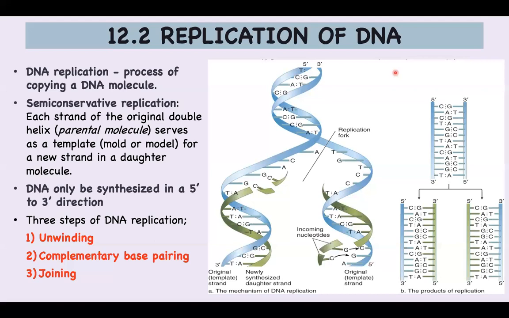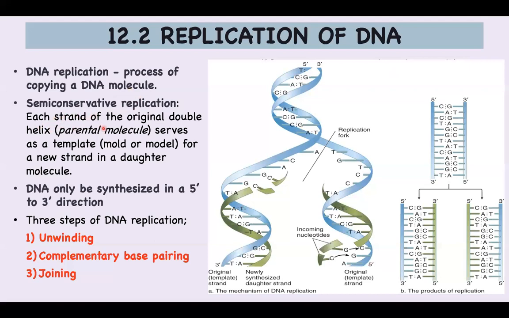So DNA replication happens before cell division. Dia kena replicate dulu baru dia akan divide. Okay. So DNA replication is called semi-conservative. Semi-conservative, what does it mean? Dia mesti ada satu yang lama, satu yang baru.